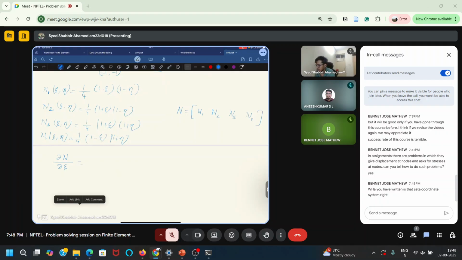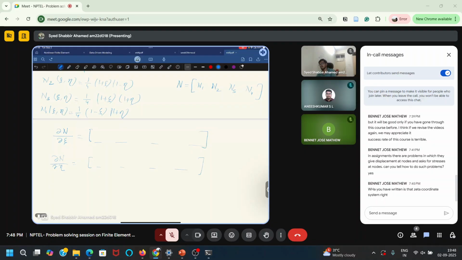Now you do it. You differentiate each of n1, n2, n3 with respect to zeta, and similarly with respect to neta. You will get a vector like this by doing this partial differentiation. Then we also need the Jacobian with respect to the physical coordinates. Obviously they have not given any dimensions.